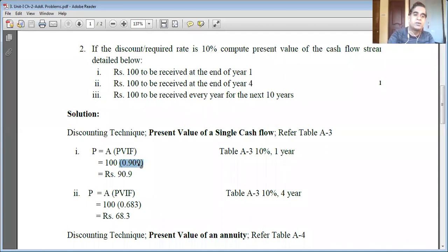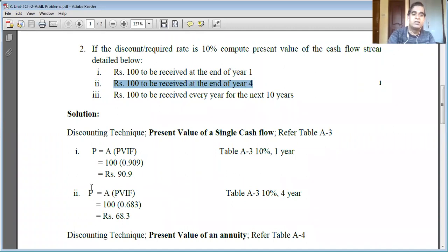Okay, so we fill this PVIF value into the equation. The amount or sum to be received is 100 rupees. 100 into 0.909 is 90 rupees 90 paise. The present value of 100 rupees to be received after 1 year is 90 rupees 90 paise. I think there is nothing much to discuss here. Then the second is also the case of 100 rupees, the same single amount, to be received at the end of 4 years. Only that is the difference.